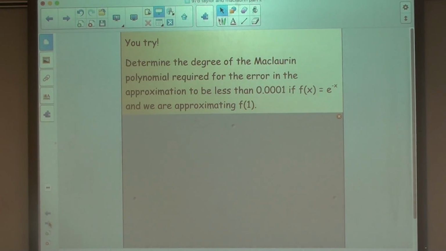It's not that. Max value of e to the negative x on 0 to 1. That is e to the negative 1. Remember, you're finding the max on 0 to 1. But e to the 1. Yes.